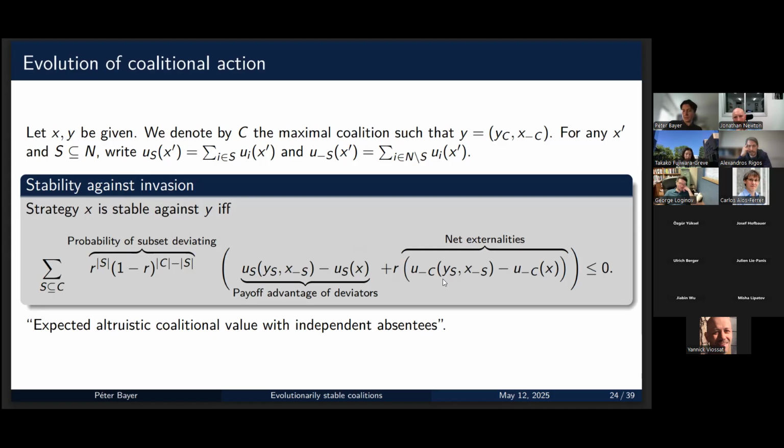The altruism comes from this, because I'm taking into account my externalities. And it's a coalitional value with independent absentees, where being an absentee means I wanted to deviate. My action is different in Y than in X. So I'm part of the set C, but I still may not be able to show up for the party. Okay? And each subset of C, S, can end up being a mutant. And this is the probability of that subset being a mutant.